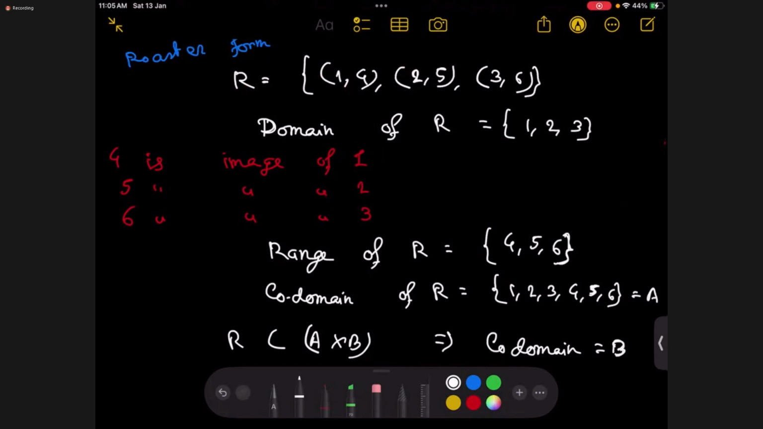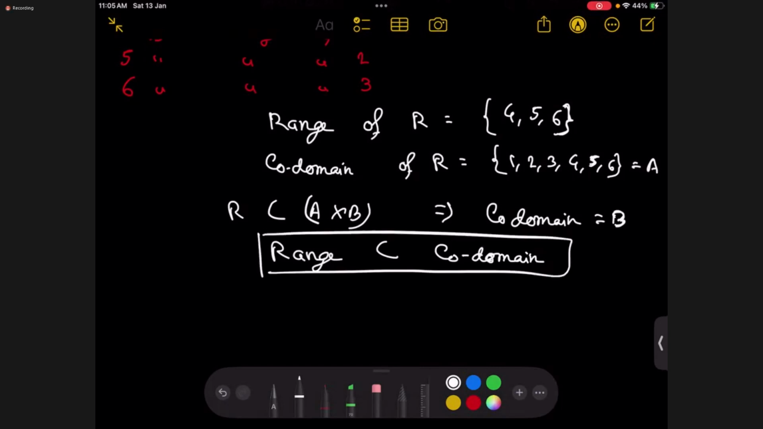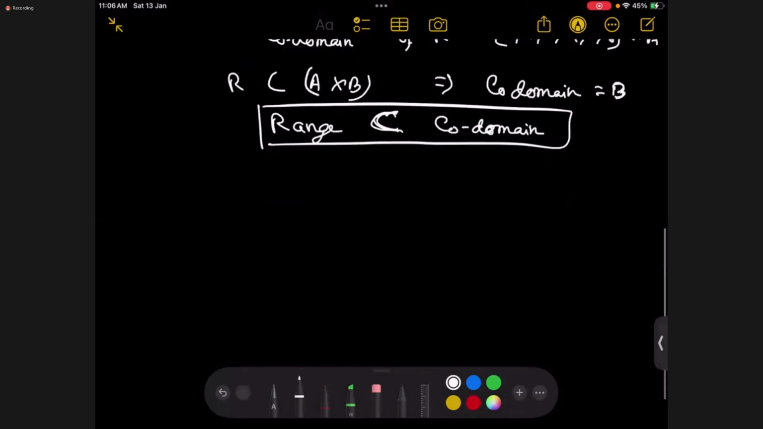Okay, so we have discussed these things, and one remark is that you can clearly see from the above that the range is always a subset of the codomain. It is obvious because we are taking the elements as ordered pairs from A cross B, so it must happen. Okay, so let us take one example of relation.